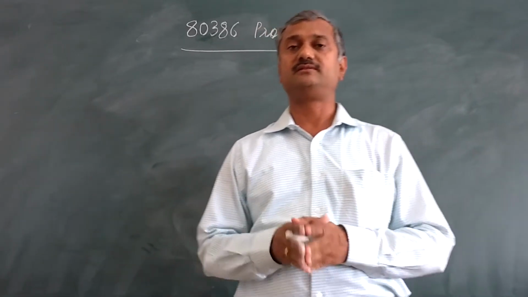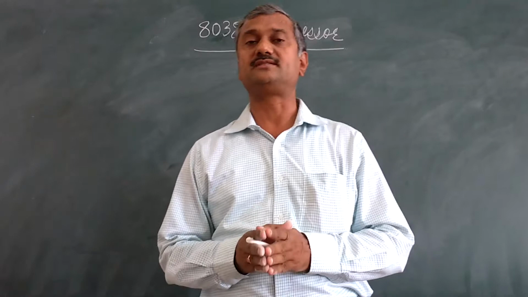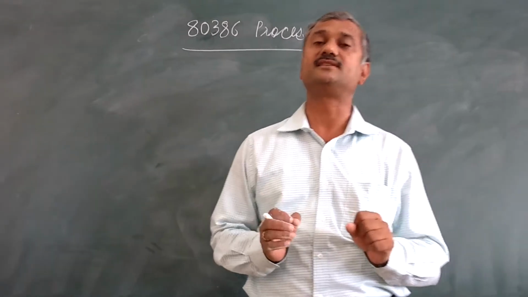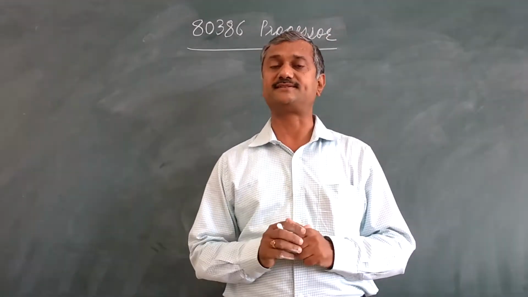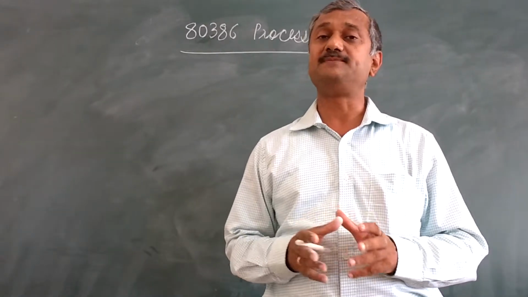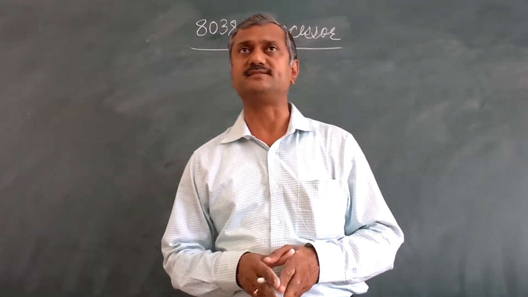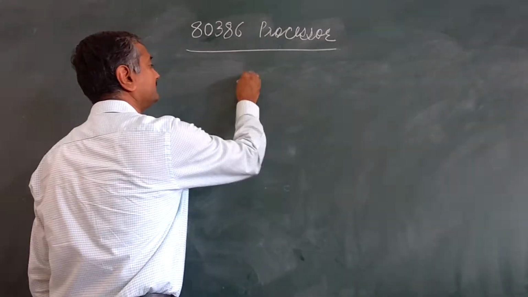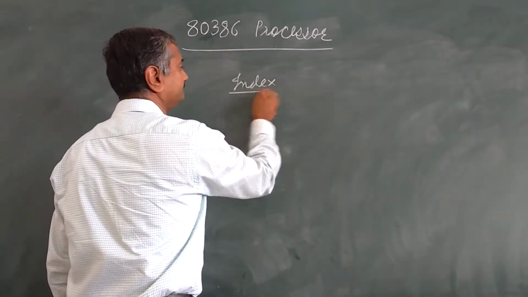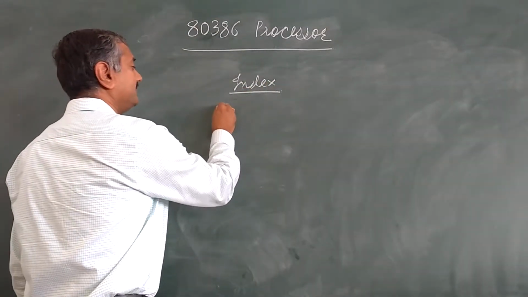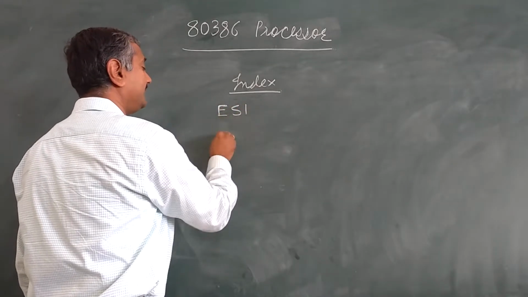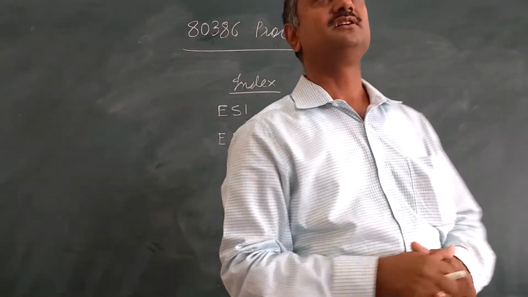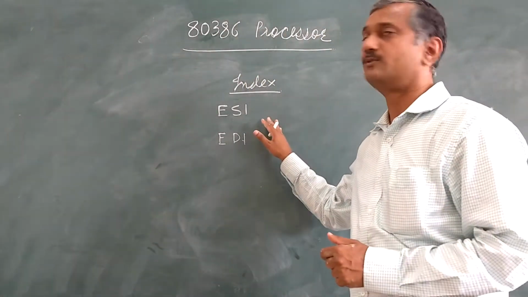What we have learned last time is that the 80386 has 4 general purpose registers named extended AX, extended BX, extended CX and extended DX, which can be used as 8-bit, 16-bit or 32-bit registers. Besides that, there is one particular group known as the index group. In the index group, we have the extended source index and extended destination index registers.